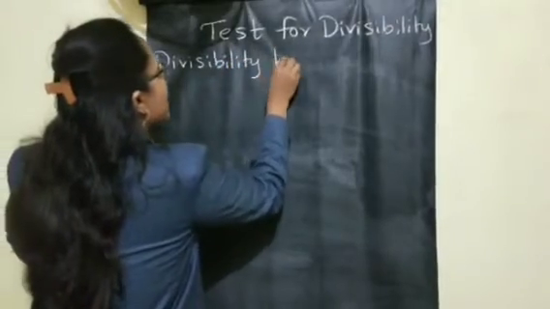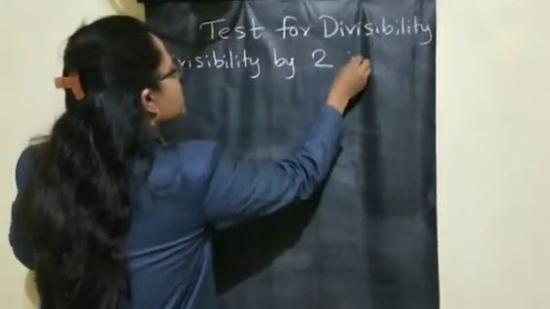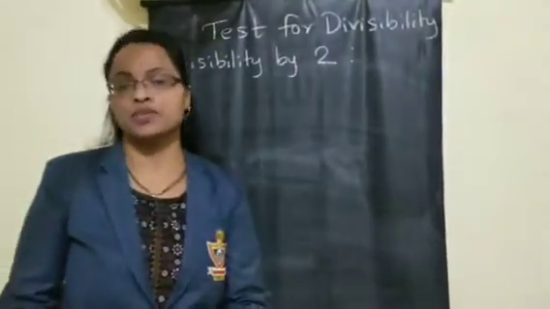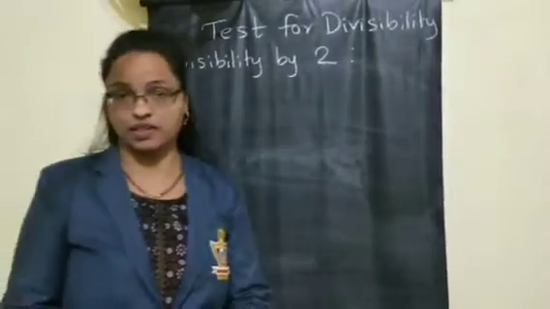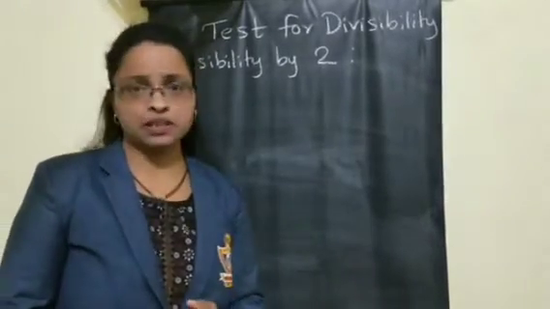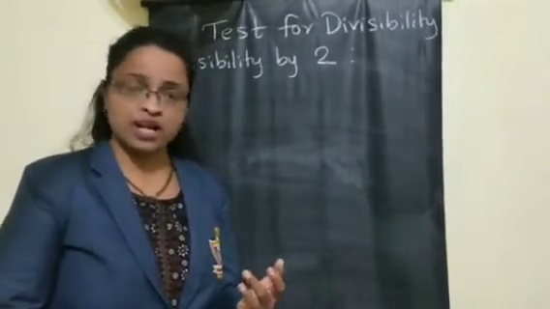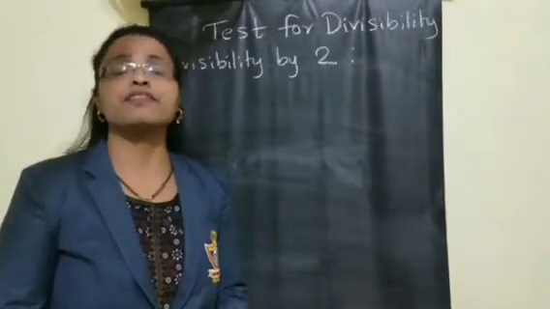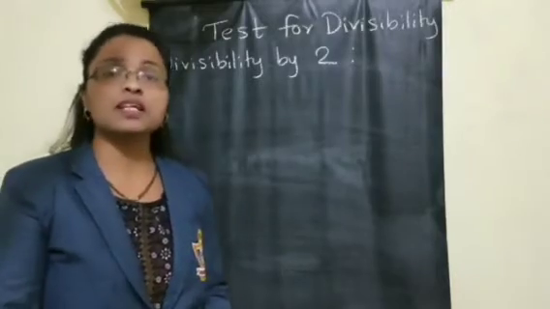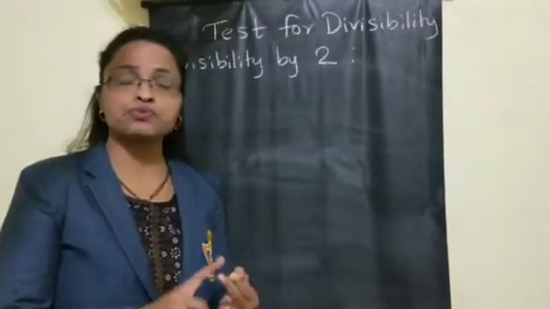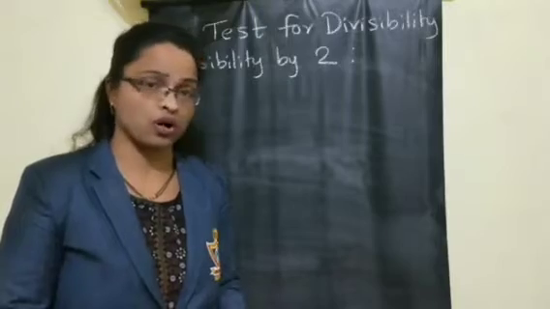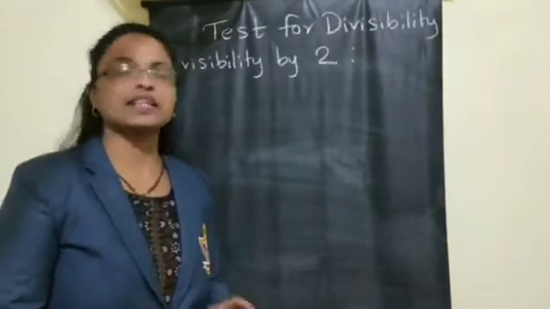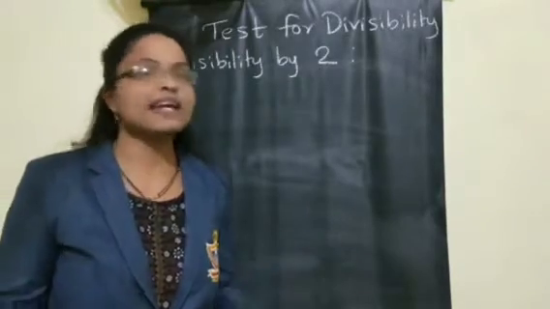Divisibility by 2. So let us see first divisibility by 2. Divisibility by 2 means, children, whatever numbers are given, maybe 1 digit, 2 digit, 3, 4, 5, any digit, if in the ones place the numbers are 0, 2, 4, 6, 8, then those numbers are divisible by 2. That is called divisibility by 2.